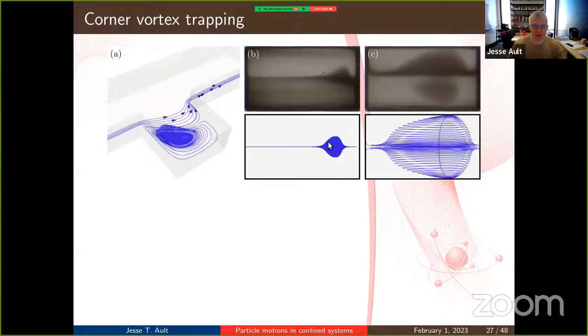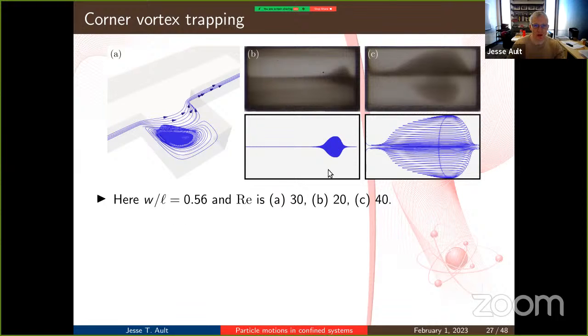So this corner vortex trapping, again, I mentioned, it's a little bit funny. Here, these are 3 different Reynolds numbers, all at the same width, which is relatively small. And here the Reynolds number is 30, just visualizing this trapping region. And then here for B and C, it's 20 and 40, which, notice, is pretty small in the context of vortex breakdown. Remember, this was originally observed at high Reynolds number flows, external flows, like wings at high angle of attack at high Reynolds number.